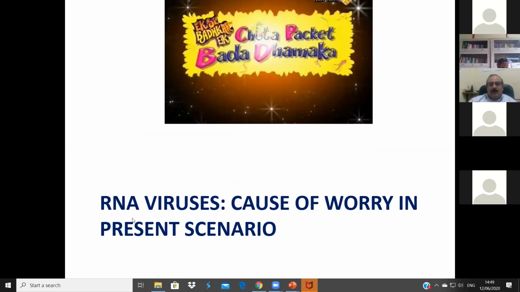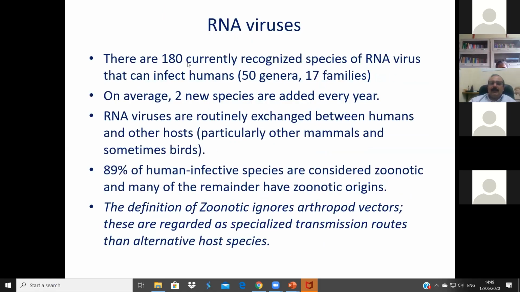Now, today we are focusing on COVID-19, so RNA viruses, and these are the cause of worry in the recent scenario. That's what I had written in 2018. There are around 180 currently recognized species of RNA viruses that can infect humans, belonging to 50 genera and 17 families. On average, 2 species are added every year. They are routinely exchanged between humans and other hosts, particularly other mammals and sometimes birds.